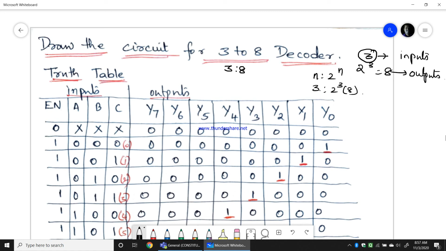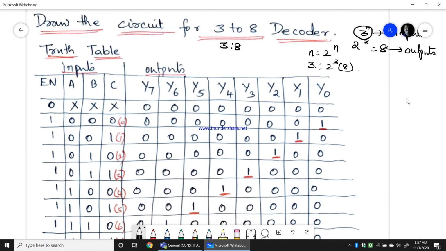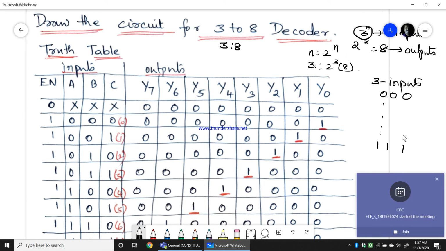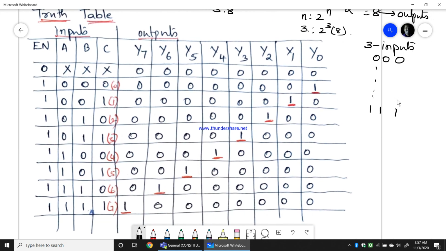Now when I say 3 inputs, how many combinations? 8 combinations I get, from 0 0 0 till 1 1 1. So that is what I have written here. I have 8 combinations here from 0 0 0 till 1 1 1. So I do have 8 combinations.